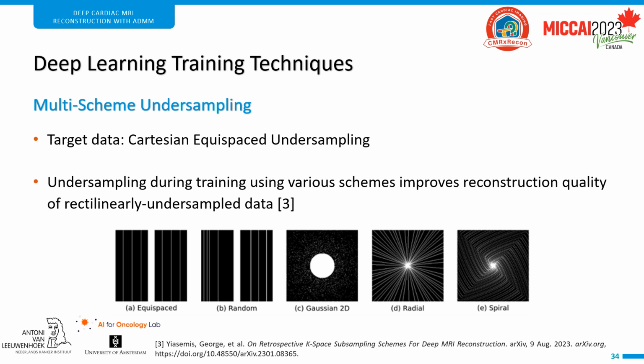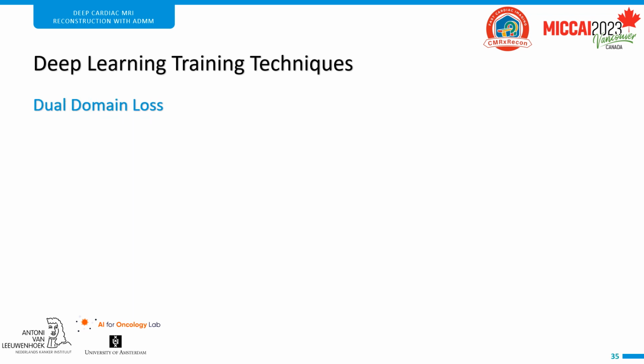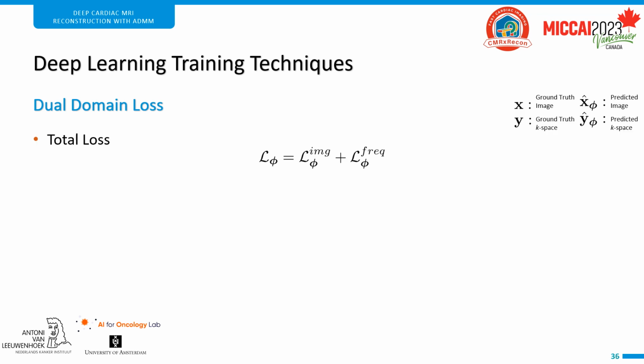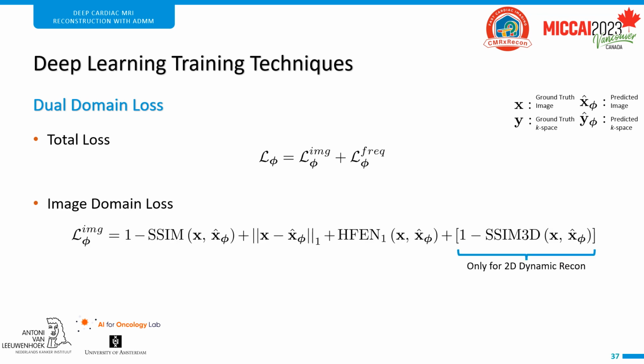The final training technique we employed was the dual domain loss. To train our models effectively, we designed a loss function that operated in both the image and frequency domains. The image domain loss was computed between the ground truth root sum of squares image and the magnitude of the model predicted image.